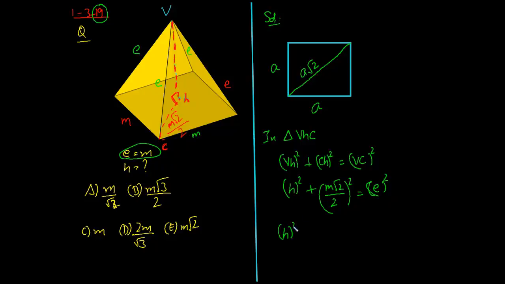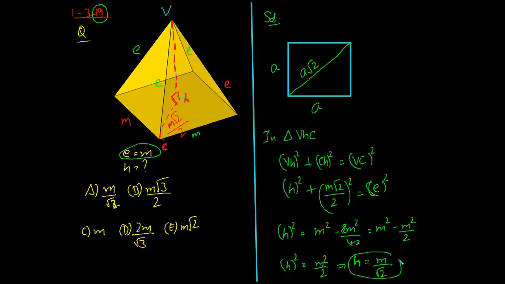We get h squared equals m squared minus 2 m squared over 4, which can be further simplified as m squared minus m squared by 2, or we get h squared equals m squared by 2. We need to calculate h, which if we take the root on both sides, we get m over root 2. So h becomes m over root 2, and that is our answer, which matches answer choice A. That is the correct answer.